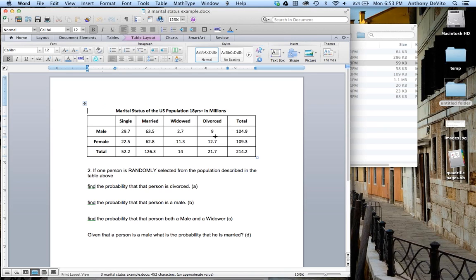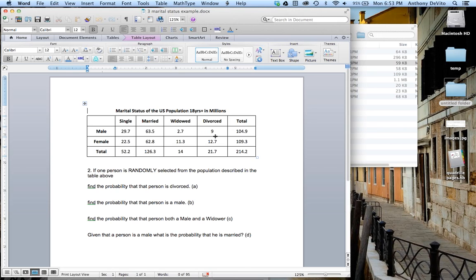Now, I think this might make this idea of conditional probability a little bit clearer. I'm trying to attack this from a number of different angles. So this idea of conditional probability gets maybe a little bit clearer when you see it from different angles. Okay, so now here's the table. This table represents the marital status of the U.S. population, 18 years and older, and these numbers represent millions. So in the rows, we have gender, male and female, and in the columns, we have marital status.